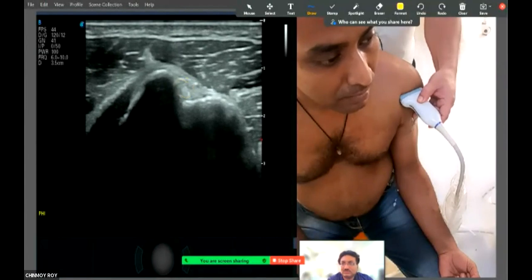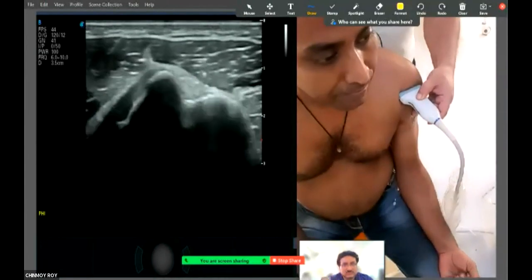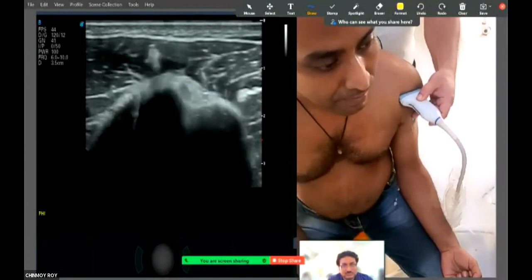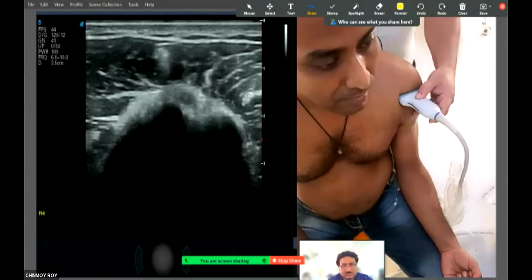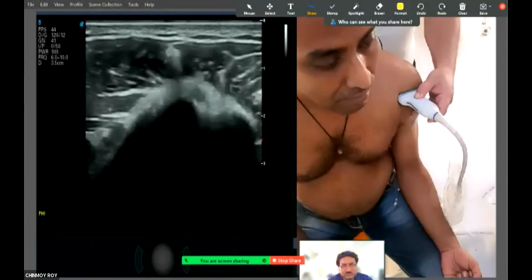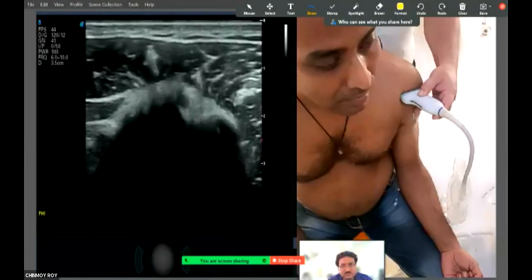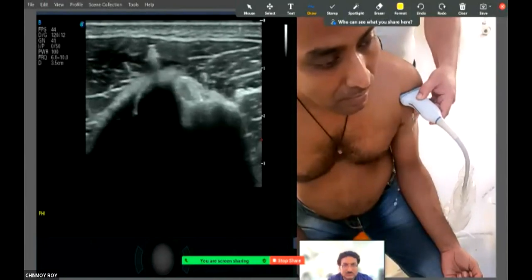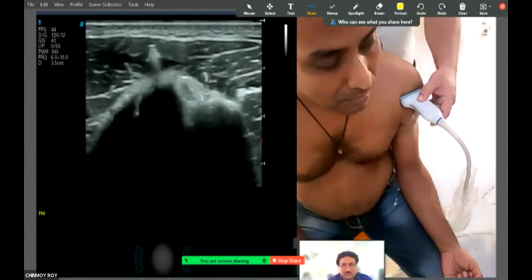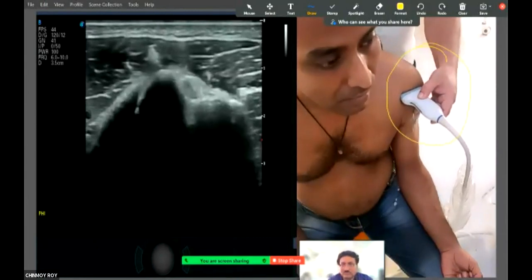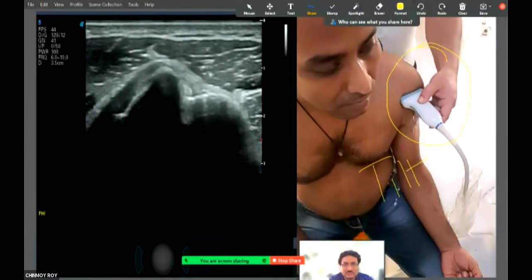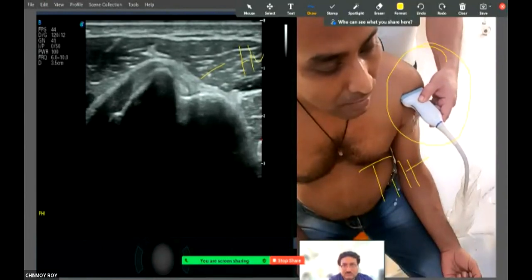Now, one thing is that this tendon is looking hyperechoic, but it depends on how you hold the probe. I can make it hypoechoic also. A lot of this tendon is becoming hypoechoic. See, now this is hypoechoic, and if I just tilt, this becomes hyperechoic. Now the tendon becomes hyperechoic. See, a very nice hyperechoic structure, and I can make it hypoechoic also.